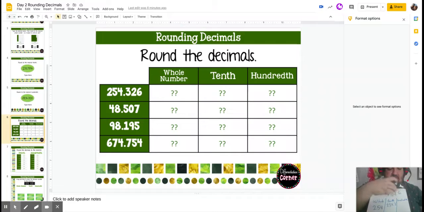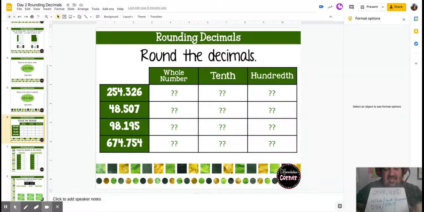Then again, gotta erase this as nice as I can. Here we go. All right. So now we're rounding to the hundredth. So we're going to underline the hundredth place and we're going to circle the thousandths place. And that 6 is strong enough. It's bigger than 5. It's 5, 6, 7, 8, or 9.